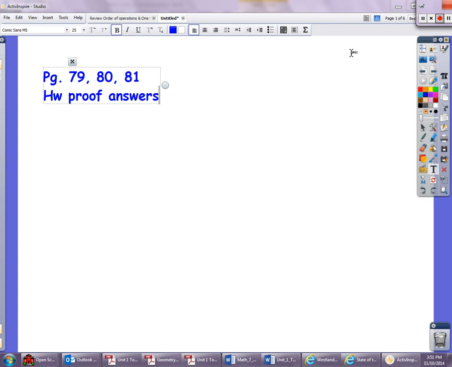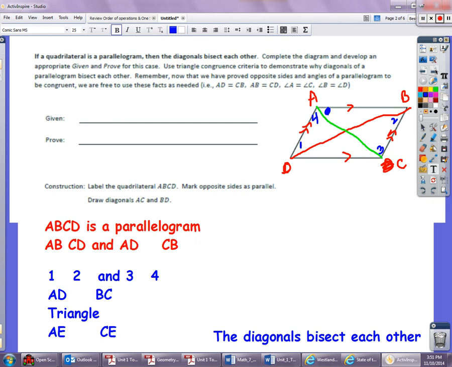Remember, not only are we learning how to prove things about quadrilaterals, but as we prove them, you should also memorize the actual property because they exist for every single quadrilateral. So this is page 79. And basically what it says is that if you have a parallelogram, we want to know if all diagonals bisect each other. And they do, and we could prove that.